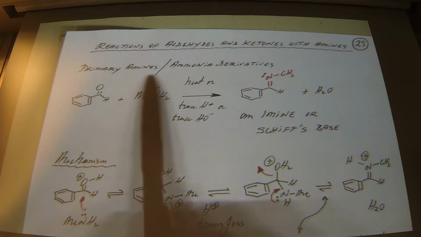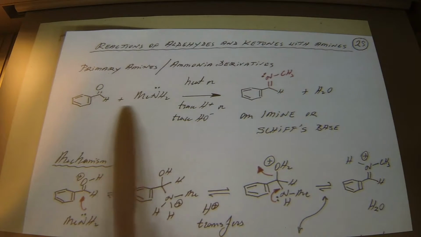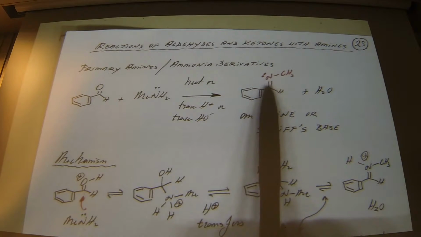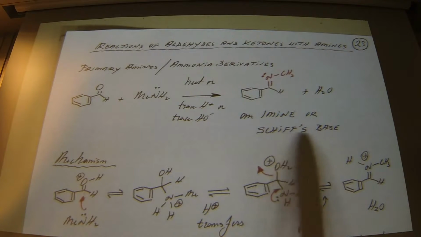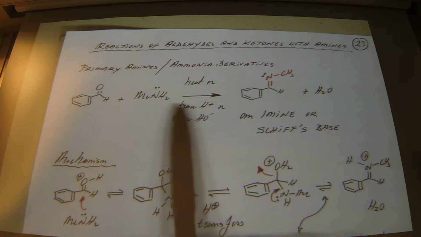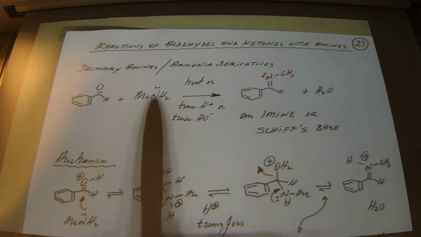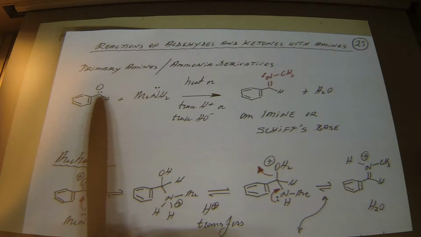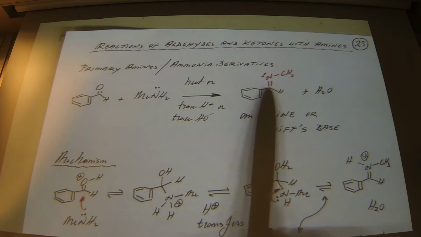And with primary amines, or ammonia derivatives, to see what we mean by that, you end up getting these carbon-nitrogen double bond compounds that are known as either imines or Schiff's bases, named after the German chemist who first described these in the 19th century. And so you have a heteroatom, in this case not oxygen but nitrogen, with a lone pair, so this is nucleophilic. You have an electrophilic carbon atom, and then something happens.